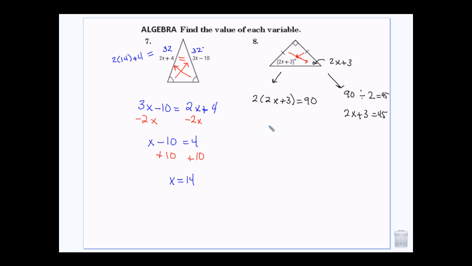In any case, if I do it this way, I get 4x plus 3 equals 90, and I subtract 3 from both sides. That's 90, not 9. I think you're supposed to distribute it too. Plus 6. Yes, you are. Thank you. That's what I meant. I was just checking to see if you guys are paying attention. So it's 84.